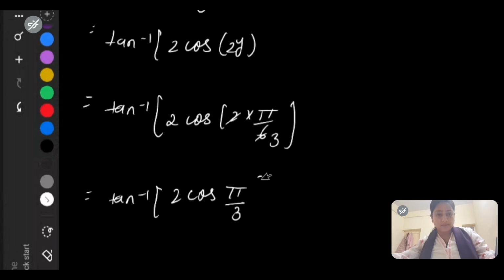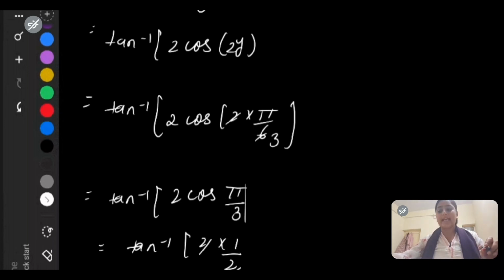The value of cos pi by 3 is 1 by 2. So we'll write tan inverse 2 into 1 by 2. We'll cut this and we'll get tan inverse 1.